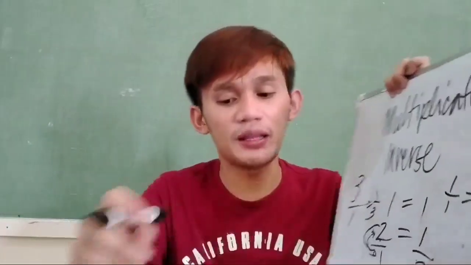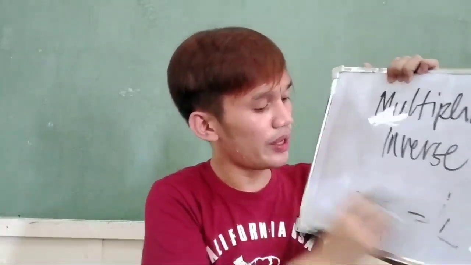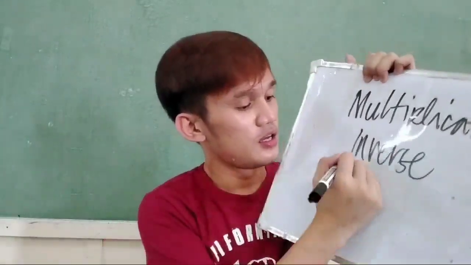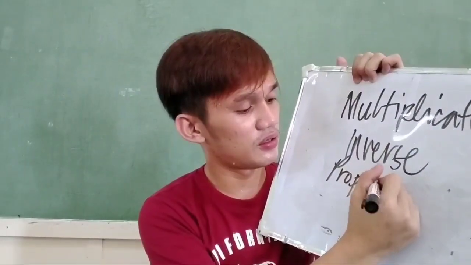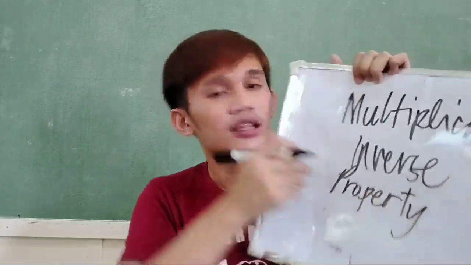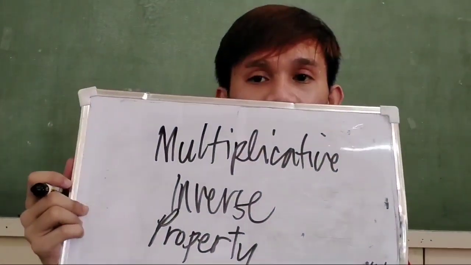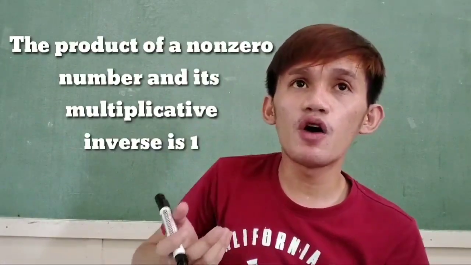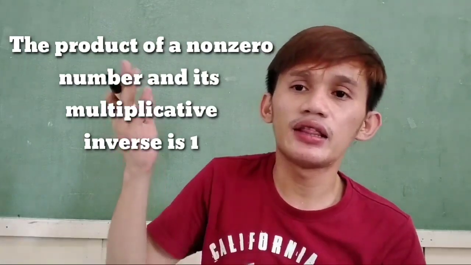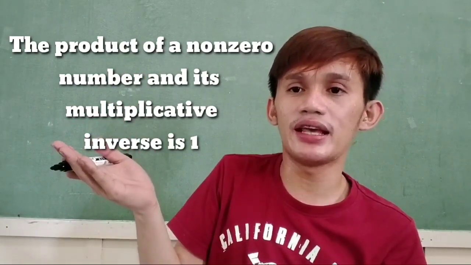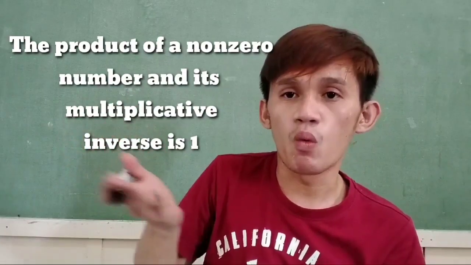Yeah. So that is multiplicative inverse. Since we're dealing with the property, let us have the multiplicative inverse property. In this property, it states that the product of a non-zero number and its multiplicative inverse is 1. The product of any non-zero number, that is not 0, any number except 0, and its multiplicative inverse is always 1.